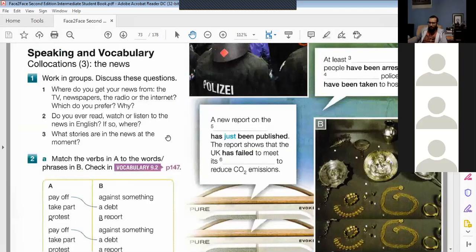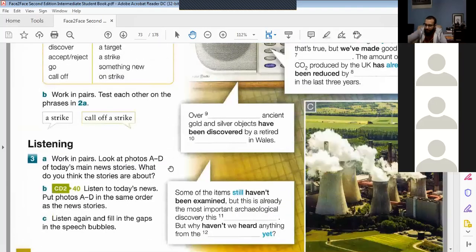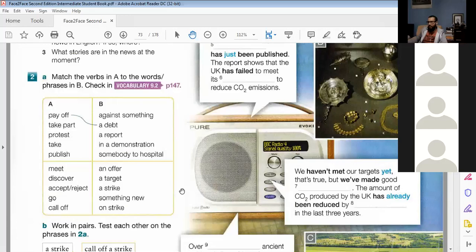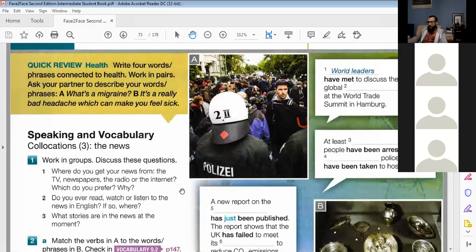Hello, I'm Moira Dixon, and here are today's main news stories. World leaders have met to discuss the global economy at the World Trade Summit in Hamburg. EU finance ministers have asked for more help from the World Bank for countries that are having problems paying off their debts. Outside the conference hall, thousands of people have taken part in a demonstration to protest against the World Bank's economic policies. The demonstration began peacefully, but soon turned violent as protesters tried to enter the conference hall and were stopped by police.